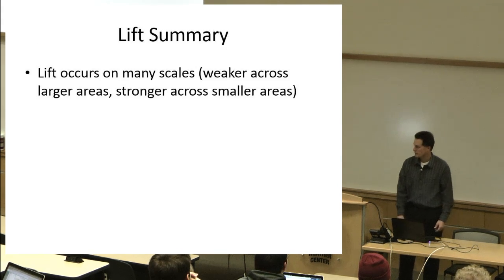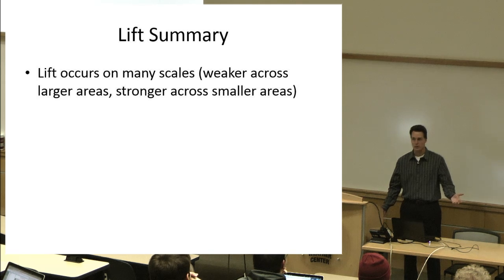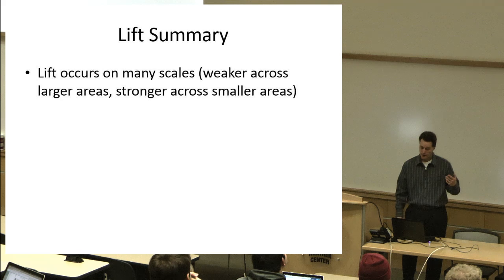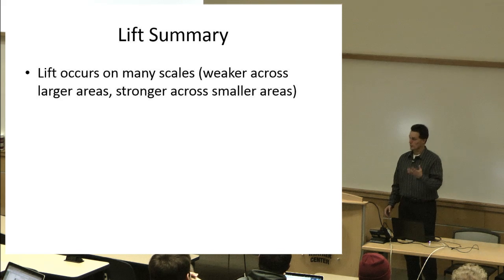All right, to summarize lift: we get it on many scales. It's weaker when it occurs on a broader scale and stronger in smaller areas. And I didn't mention it again earlier, but remember, the QG omega equation is a function of static stability as well. The steeper the lapse rates, the stronger the response in a smaller area.